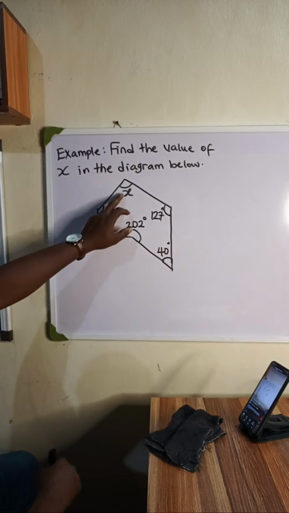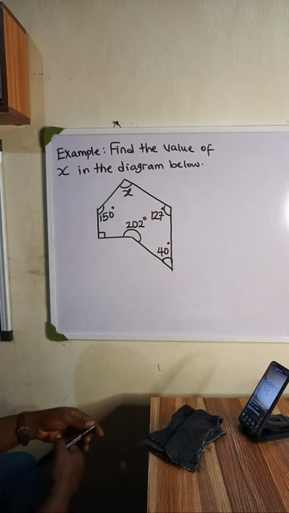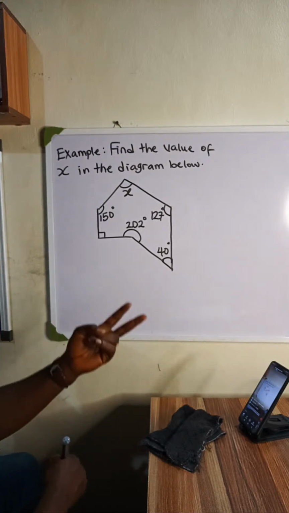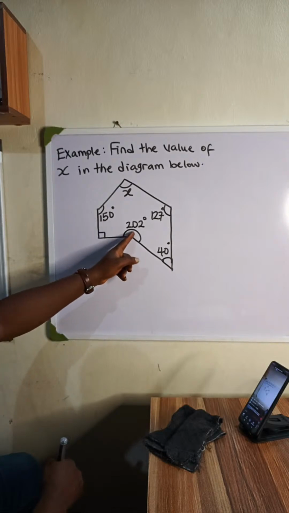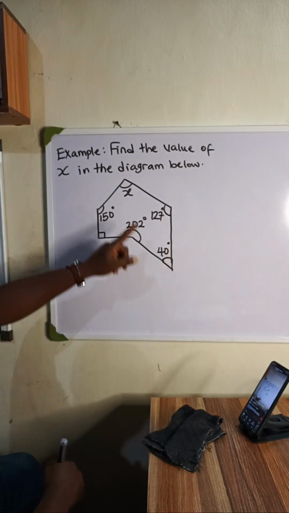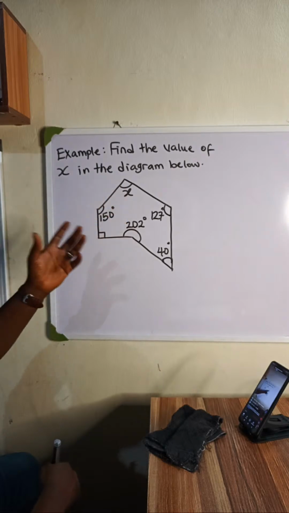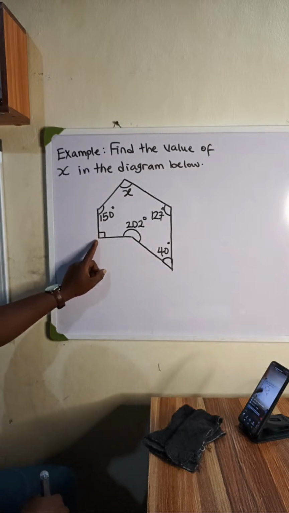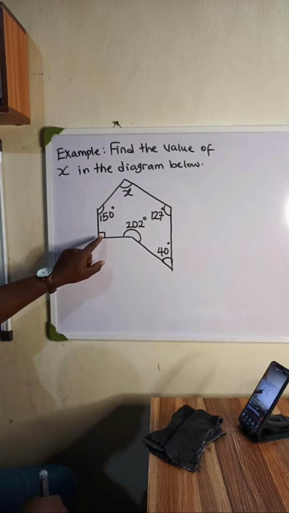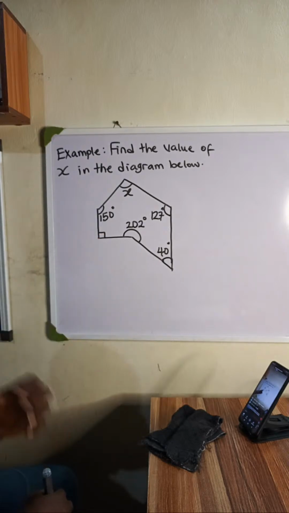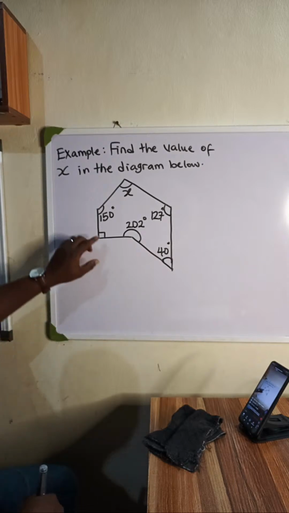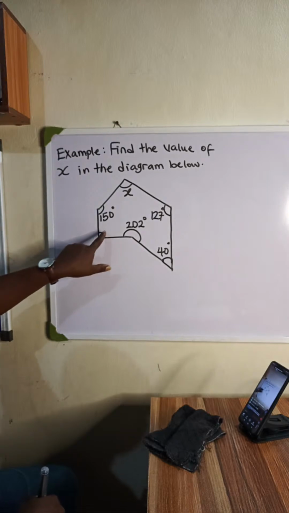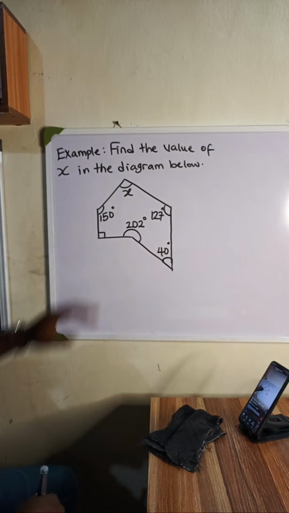Now we are told to find the value of x in this diagram we have here. Looking at this diagram, it seems that we have two missing angles. We know this angle, this angle, this angle, and this angle, but we don't know this angle, and it seems that we also don't know this angle. But this angle has a sign here, and this sign tells us that this angle is 90 degrees. So because you can see this, we don't need to be told that this is 90 degrees. This sign already tells us that this is 90 degrees.